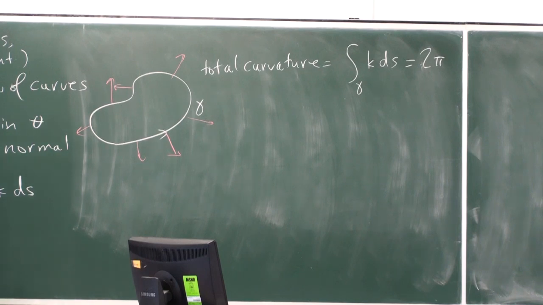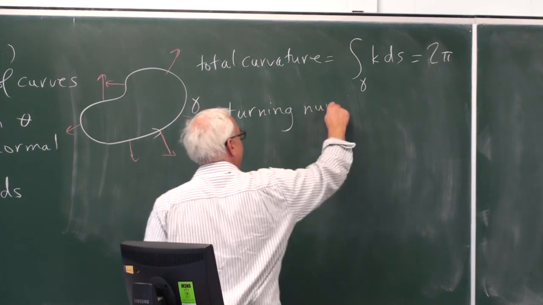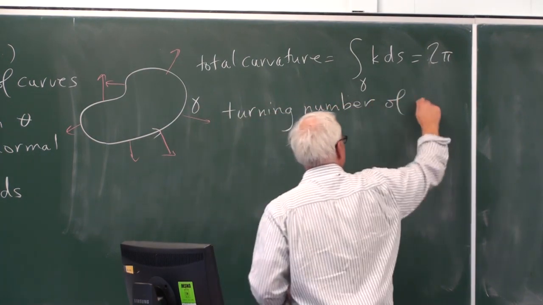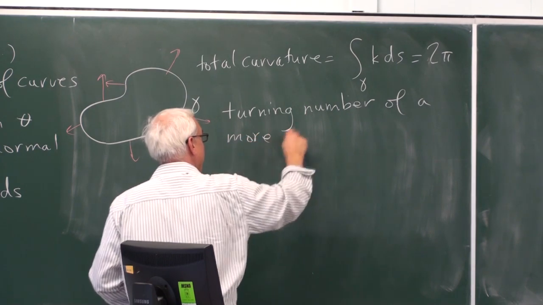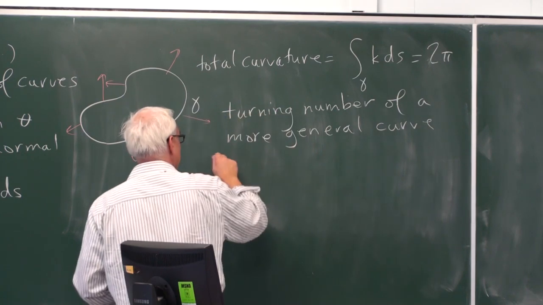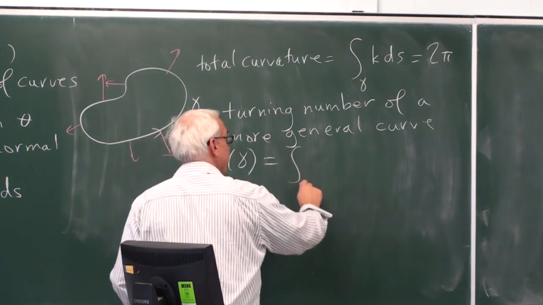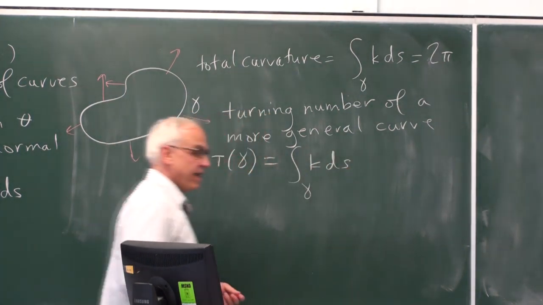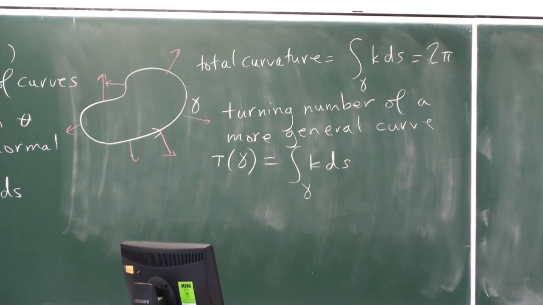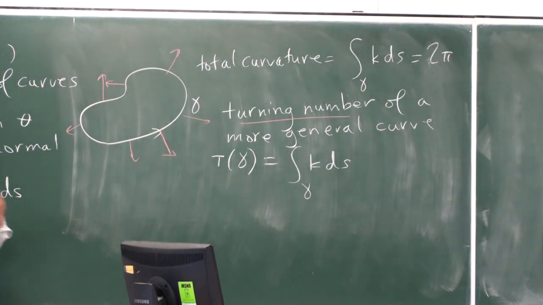And more generally, we can talk now about the turning number of a more general curve, say tau of gamma equals, well, it's still given by the same formula, k ds, but now this is the total number of times that the tangent goes around, or the normal goes around, with an orientation, either positive or negative.